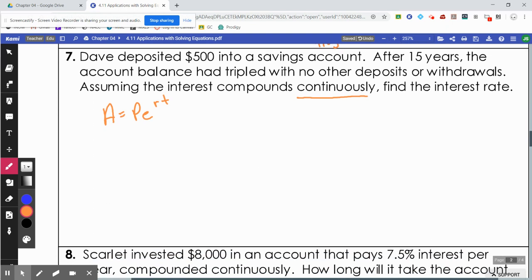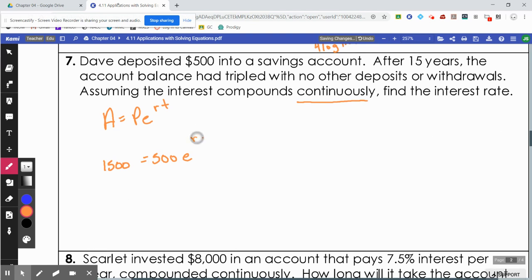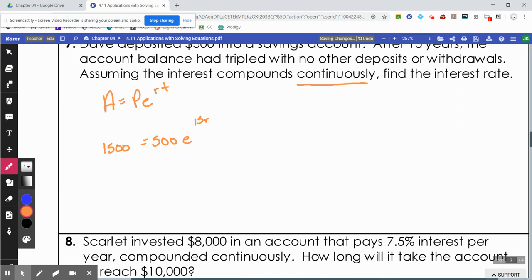Now, let me show you a trick on these. Honestly, it doesn't matter that they gave you the amount of money he invested, because let's write this down. He invested 500, and we want to know what the rate was that tripled it. So started with 500, so obviously now we have 1,500 because it has tripled. We don't know the rate, but we know that it took 15 years. So R times 15, which we can write as 15R up there.